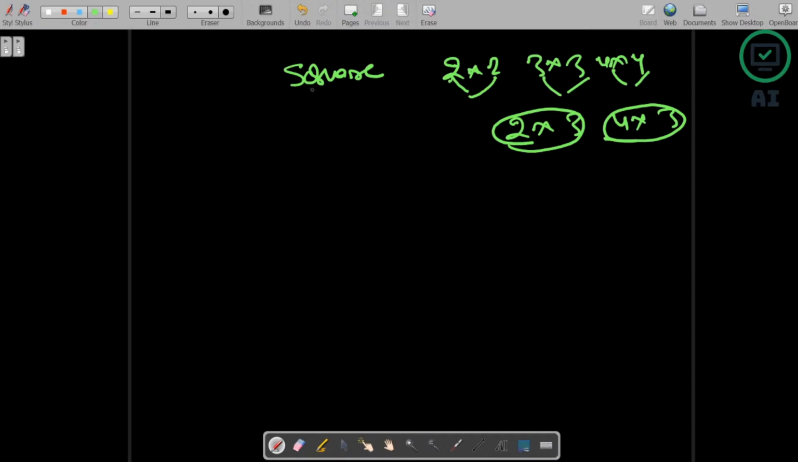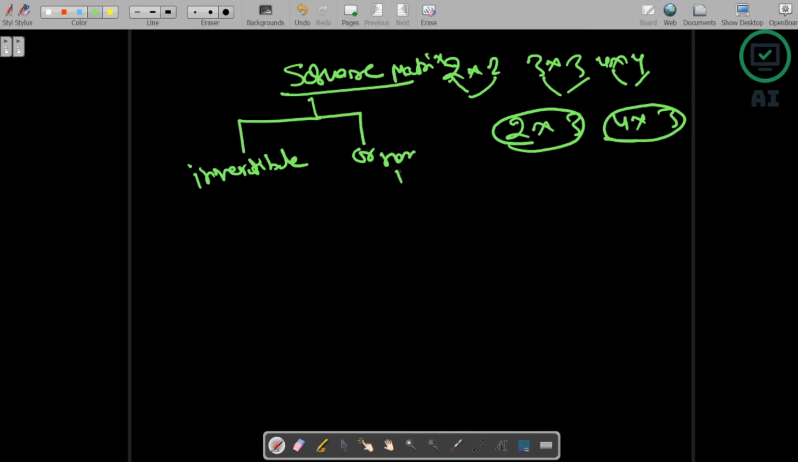So the square matrix only can be invertible or non-invertible. So if you have a square matrix, then we need to check whether that square matrix is invertible or non-invertible. If you do not have a square matrix, if you have a rectangular matrix like that, straight away we can say that that is not invertible.